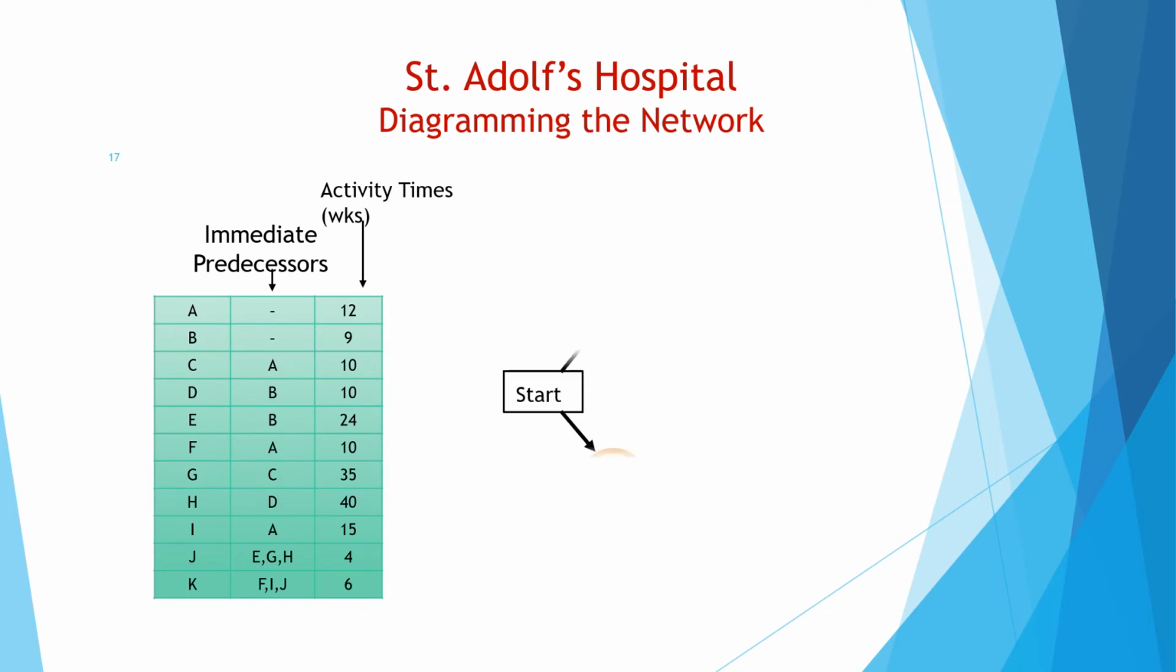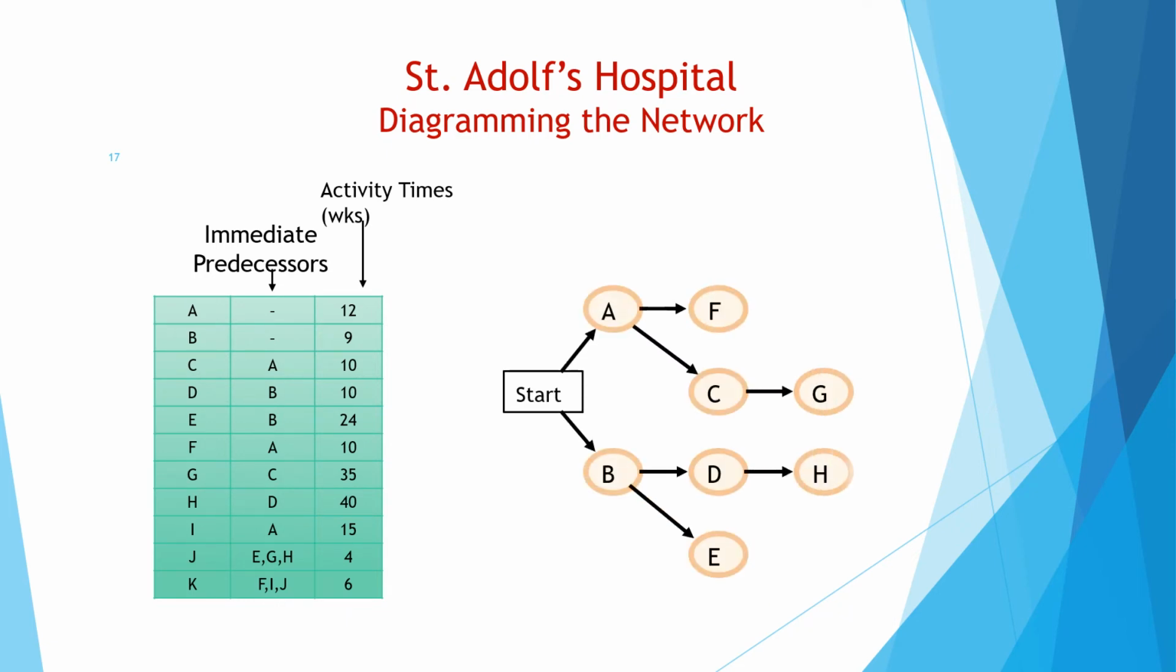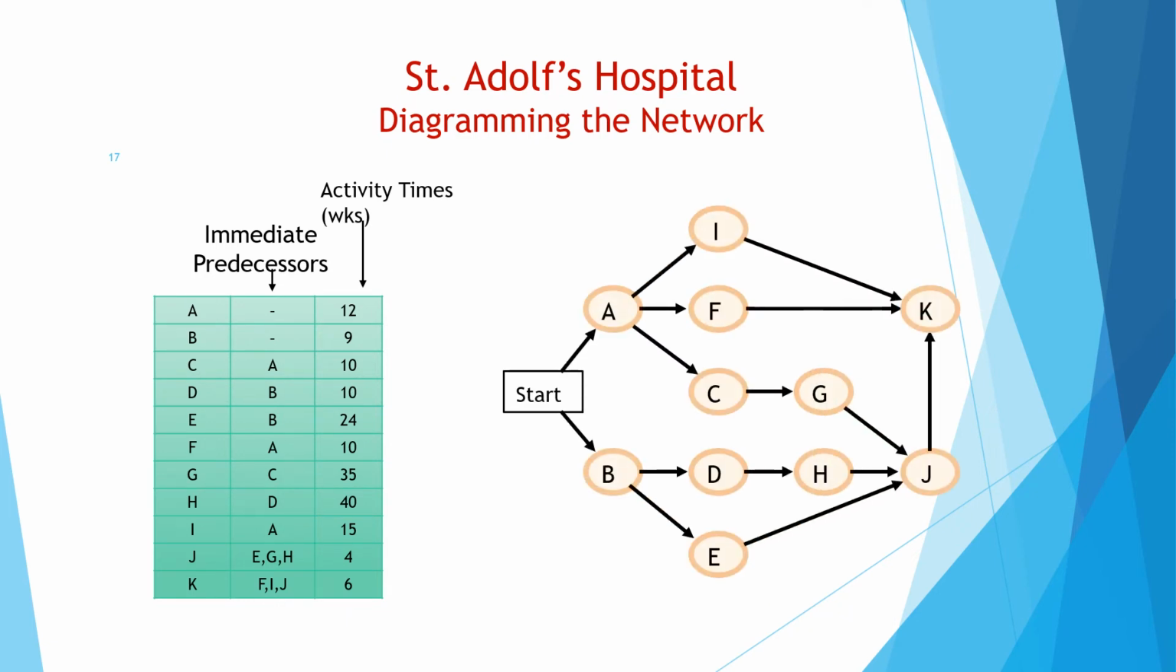Here in this case, we have the first one AIK, AFK, ACGJK, BDHJK and BEJK. So this many paths are there.